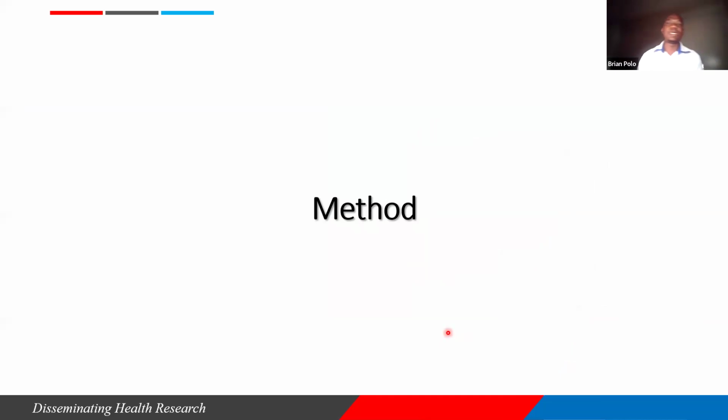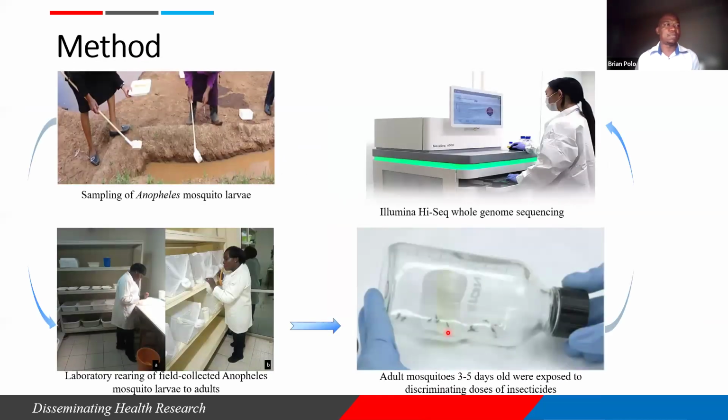How did we do this work? We started by sampling Anopheles larvae from different sampling locations. The larvae were taken to the lab and reared to adult. Adult female mosquitoes that were 3 to 5 days old were exposed to discriminatory doses of insecticides for 30 minutes and observed for up to 72 hours for mortality. Both the resistant and susceptible mosquitoes were sent to Wellcome Sanger Institute for Illumina HiSeq whole genome sequencing.